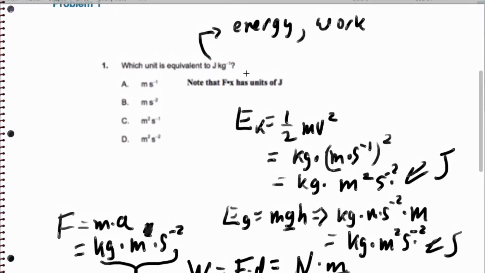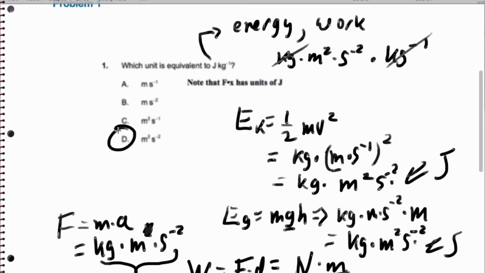So if we want to know which unit is equivalent to joules, kilograms, what we need to do is multiply out a little bit. This is going to be kilograms meters squared seconds to the -2 times kilogram to the -1. These two will cancel, and that's how we get choice D as our answer for number 1.